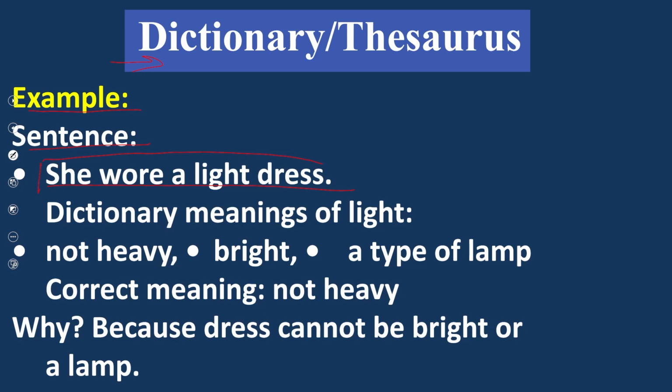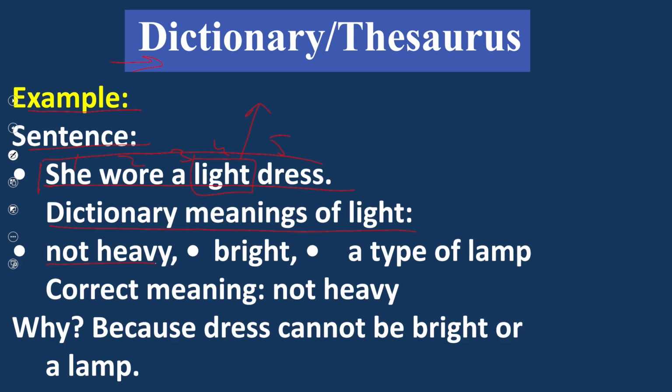In this sentence, how many words are there? One, two, three, four, and 5 words. And the one word that is disturbing here is light, because light has so many meanings. If we don't know what exact meaning light is giving in this sentence, for this purpose we have to consult the dictionary or thesaurus. Dictionary meaning of light: after looking at the meaning of this word in the dictionary, we come across these meanings.